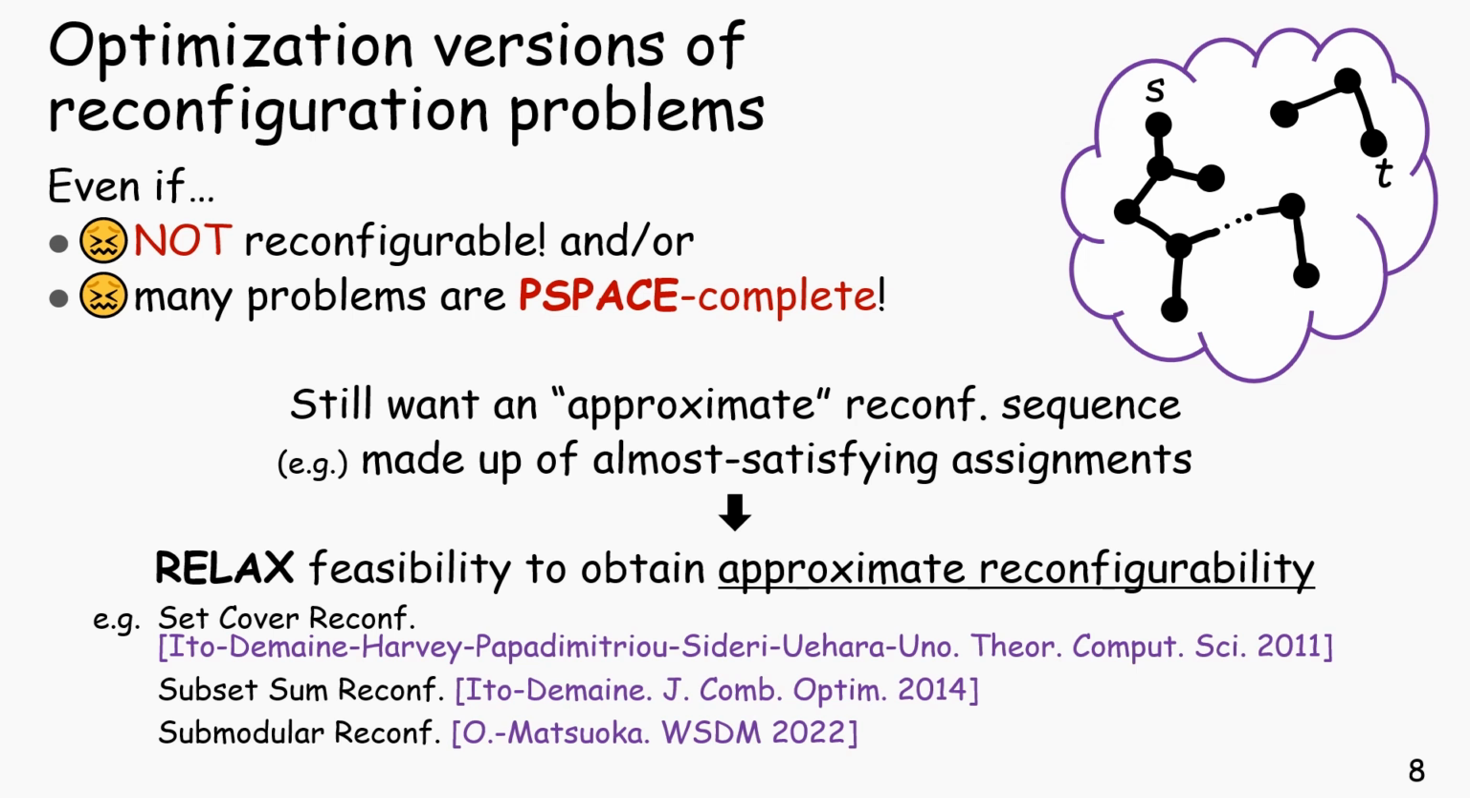In this paper, we study optimization versions of reconfiguration problems. Our motivation is the following. If we find that a given input is a no instance, or reconfiguration problems of interest are PSPACE-complete, we still want to find a kind of approximate reconfiguration sequence. Such a reconfiguration sequence may consist of almost satisfying assignments instead of exactly satisfying assignments. So let's consider relaxing the feasibility of reconfiguration problems.